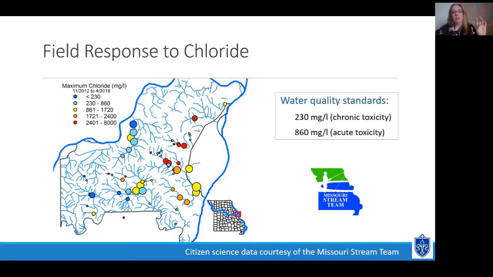Now, I want to remind you that these are grab sample data, kind of like I talked about before, that are giving snapshots of a point in time. And so these represent the maximum value in some cases of only 5 samples, and others represent the maximum of over 100 samples. So I always like to remind people that we have to take this data with a grain of salt.